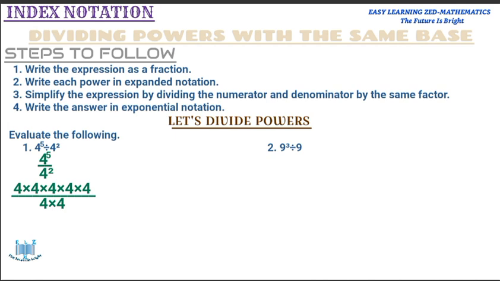I'm going to simplify the expression by dividing the numerator and the denominator by the same factor. So these are the two expressions I've come up with: 4 multiplied by itself 5 times on top and 4 multiplied by 4 down below. Okay, so I'm going to cancel them by the same factor. This is the point I was making. Since we are dividing powers with the same base, we are going to have the same number being multiplied repeatedly. Since it's 4, I'm just going to be cancelling out these 4s. Down below we have got two 4s, and on top we have got five 4s, which means I'm going to start cancelling out 4.